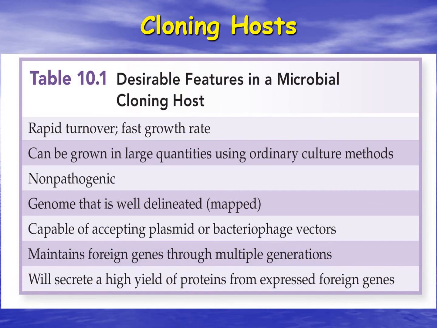So, desirable features of a microbial cloning host. The host has to have a rapid turnover. They can usually be grown in large quantities using ordinary culturing methods. They typically need to be non-pathogenic. We need to know their genome and have it well delineated and mapped. And the cloning host must be able to accept the plasmid or bacteriophage vector. And they'll need to be able to maintain the foreign host through multiple generations and secrete a high yield of the protein expressed from those foreign genes.